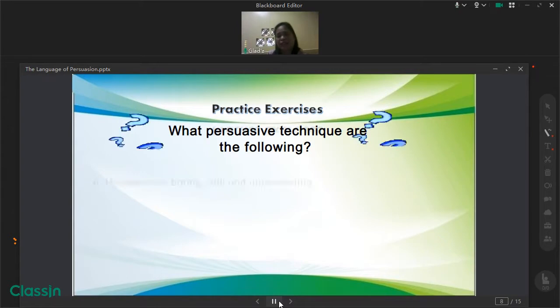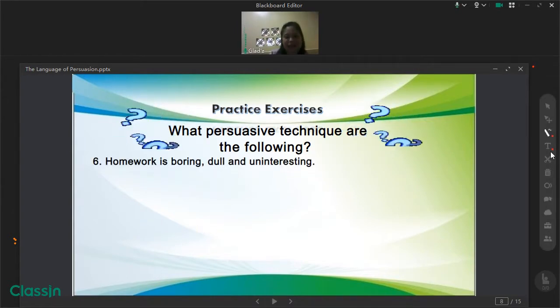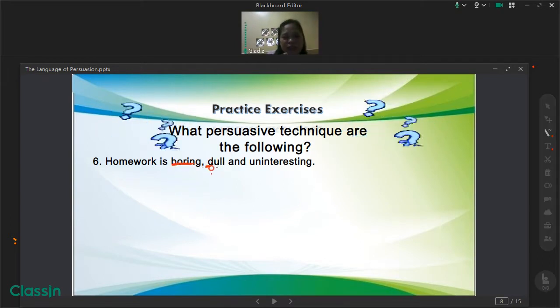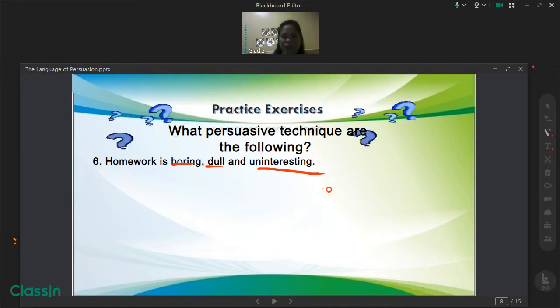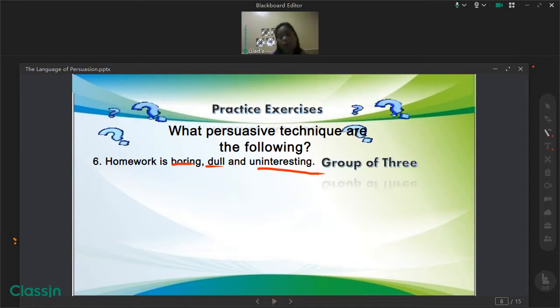Okay, next. Homework is boring, dull, and uninteresting. If you are going to analyze it, we have the boring, the dull, and then the uninteresting. So we have used here the three adjectives. So what is that? Yes, that is a group of three, or the rule of three.